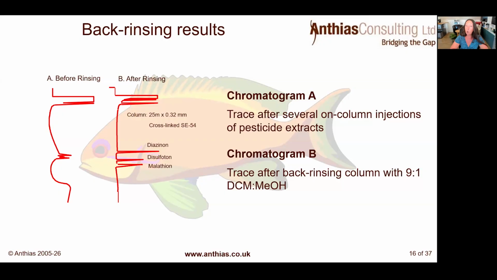I always say though, if your column is pretty much dead and you're going to have to replace it anyway, it's always worth trying solvent washing your column to see if that improves it and see if you can then extend the lifetime of your column.